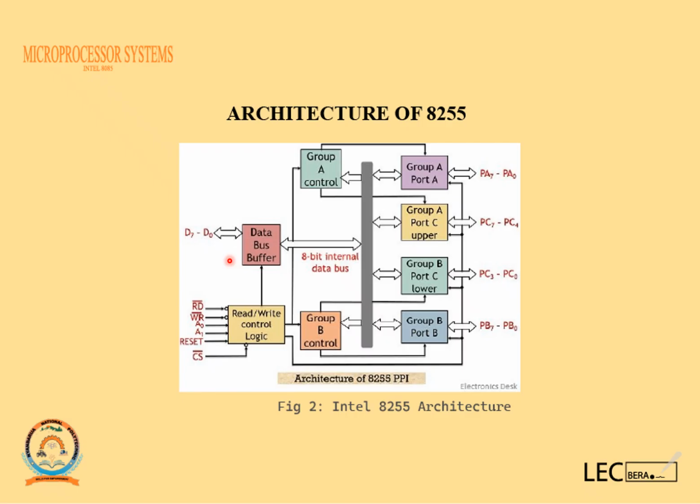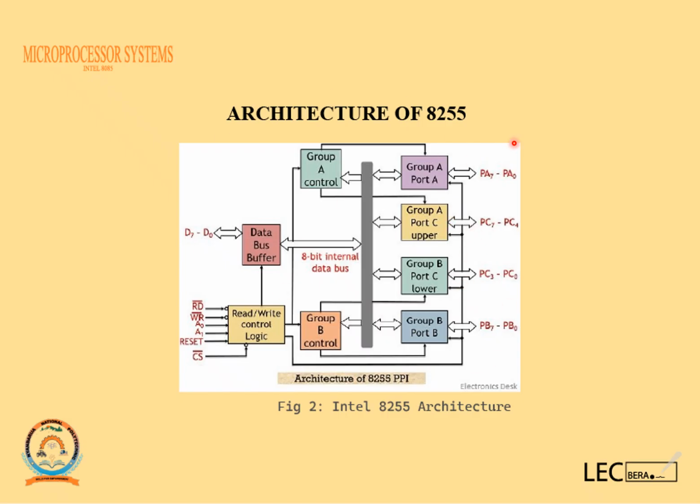So for example, if I want to read data from the 8255, then the microprocessor will drive this pin low, and then we are going to read data. If I want to write data to the Intel 8255 from the microprocessor, then the microprocessor will drive the WR signal low. If I want to enable this IC, that is 8255, then this chip select signal will be driven low. When you drive this signal low, then the chipset will be activated.